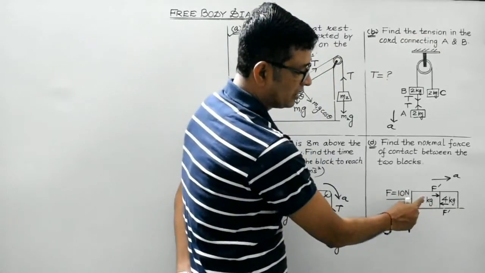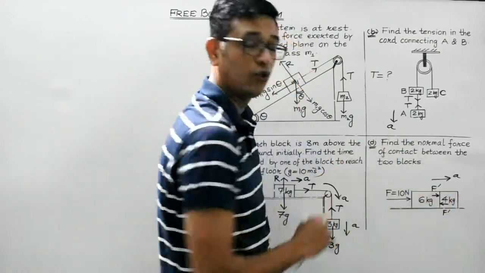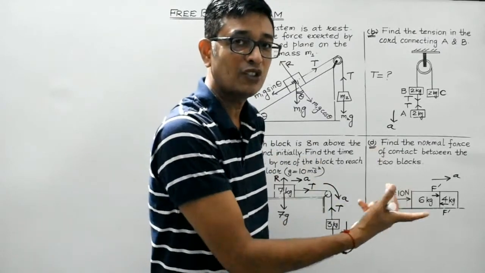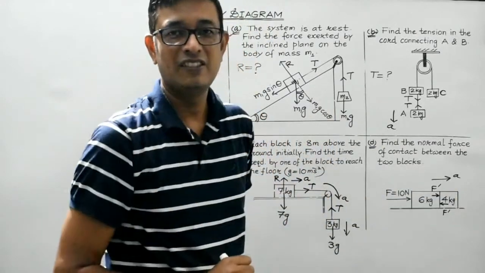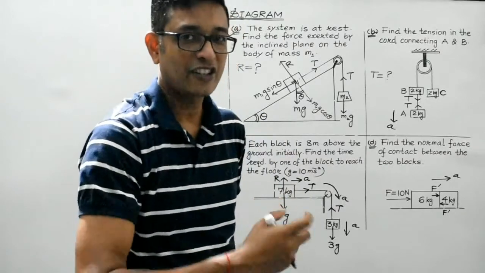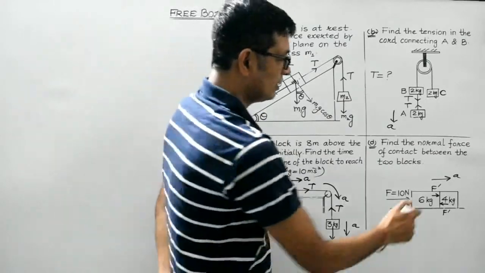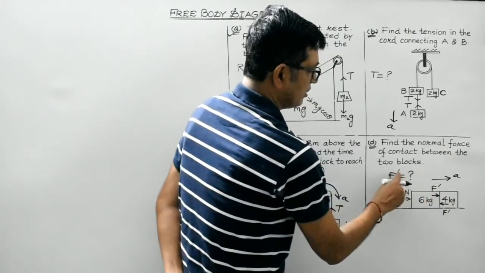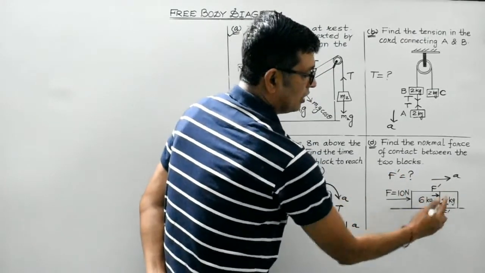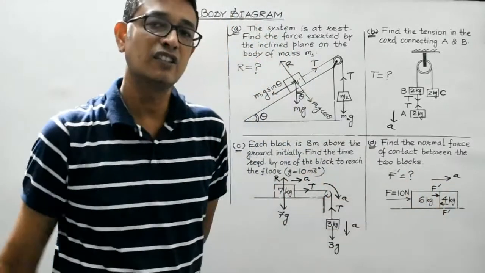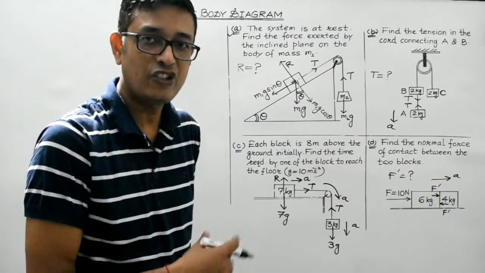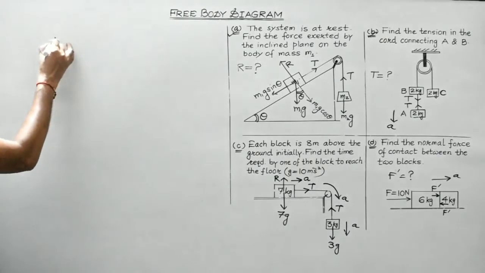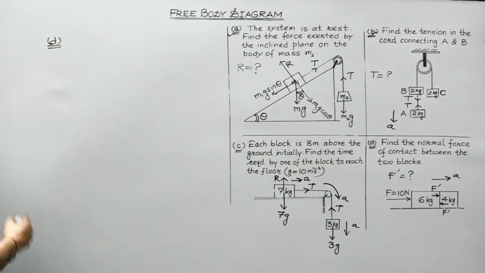Whatever force is exerted by the 6 kg body on the 4 kg mass, the same force will be exerted by the 4 kg mass on the 6 kg mass, as per the action-reaction concept, isn't it? So this F dash is to be calculated. F dash is the contact force between these two bodies under consideration, of masses 6 kg and 4 kg respectively, right? So let's try to attempt the fourth question then.